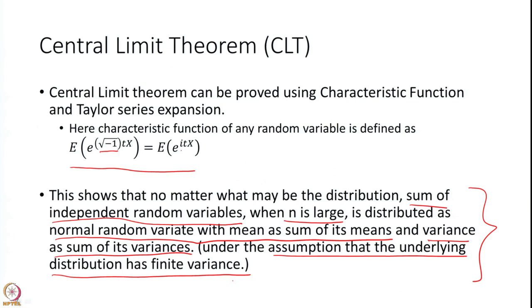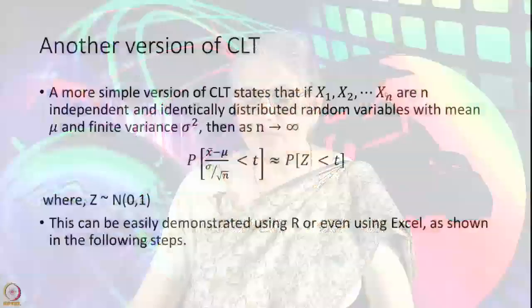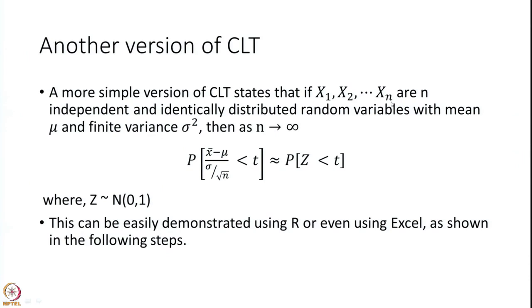So, this also has a very specific version, which is a simpler version, which you might have come across in your other courses of statistics. It states that x1, x2, x3, xn are n independent and identically distributed random variables.